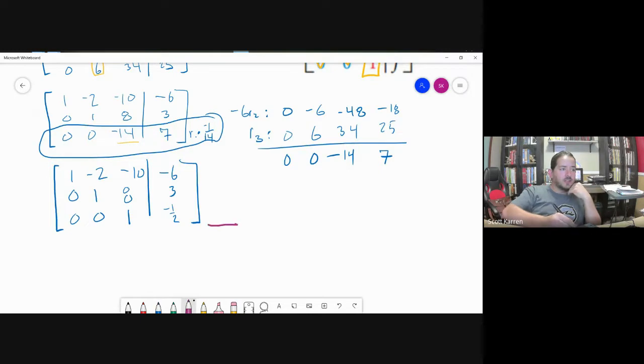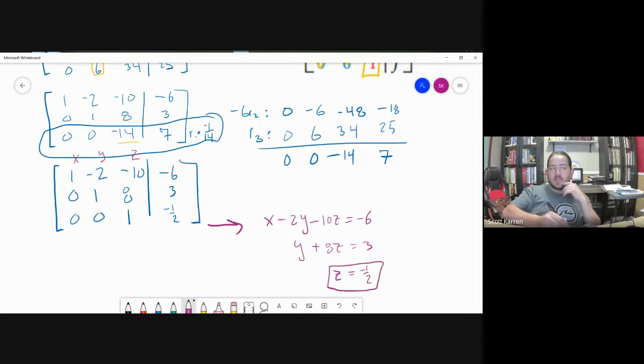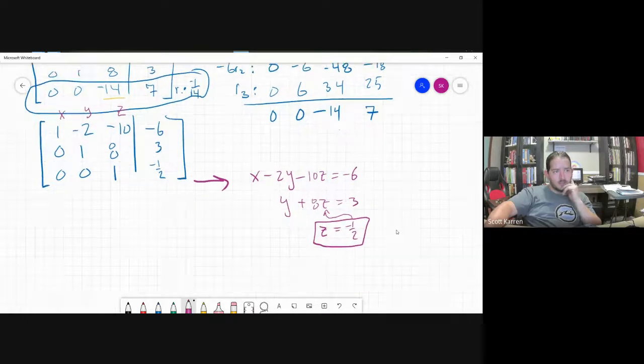The translation of this is, again, this is an X column, a Y column, and a Z column. So this is like having X minus 2Y minus 10Z equals -6. And then Y plus 8Z equals 3. And then Z equals -1/2. So we've solved for one of our variables. I can take that and back sub into the next one, solve for Y, and then take Y and Z, back sub into the first one, and solve for X. And that process is the Gaussian elimination, right?